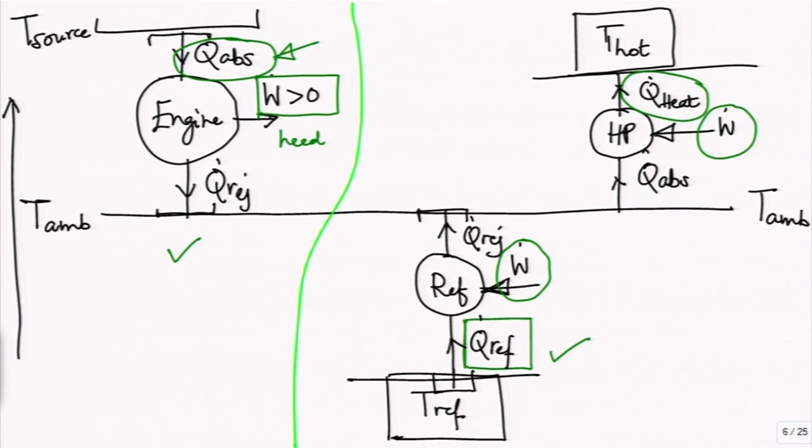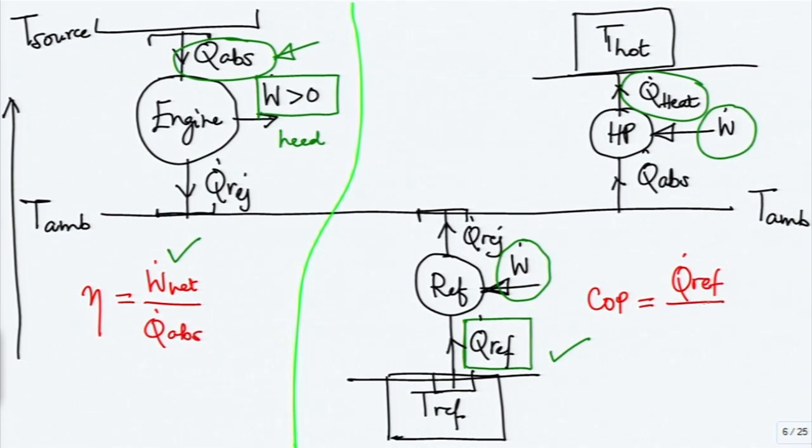One should go back and perhaps write here that the efficiency for any engine is W net or W dot net divided by Q dot absorbed, using the nomenclature in this figure. COP of a refrigerator is as shown in this figure, and COP of a heat pump would be Q dot heat divided by W dot.